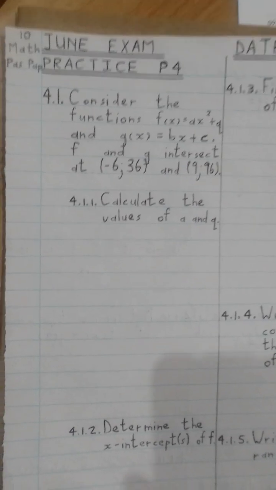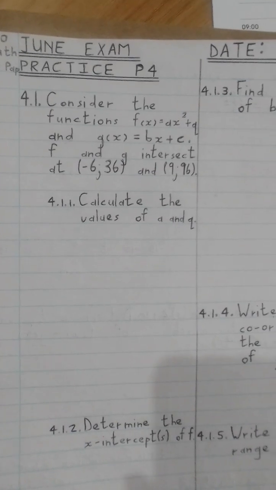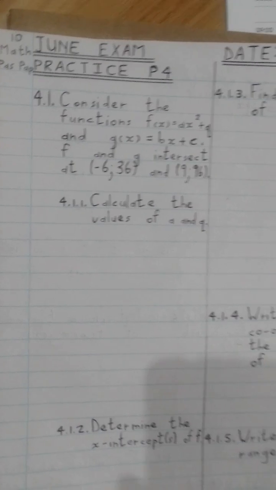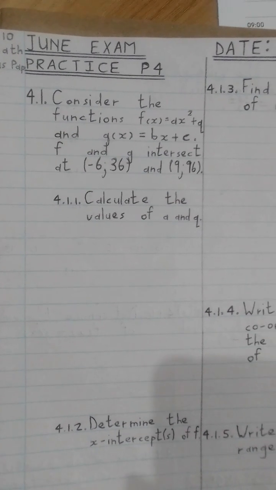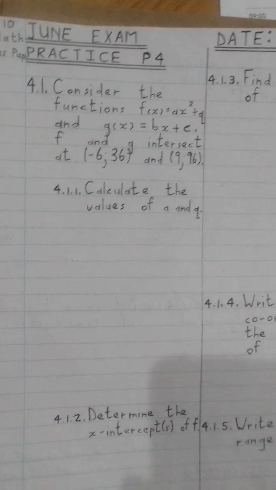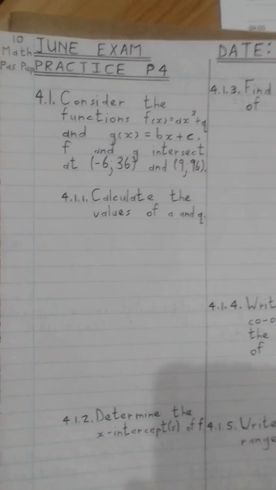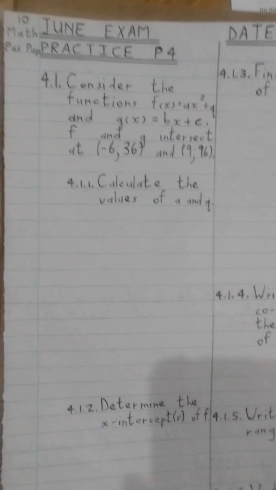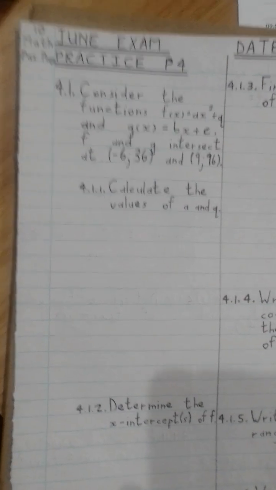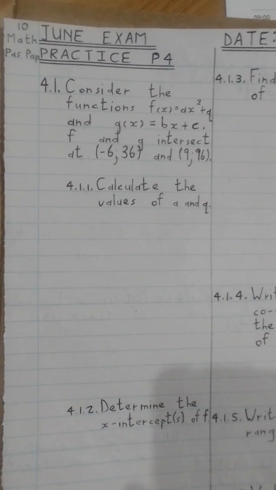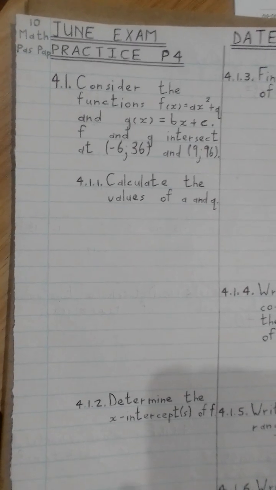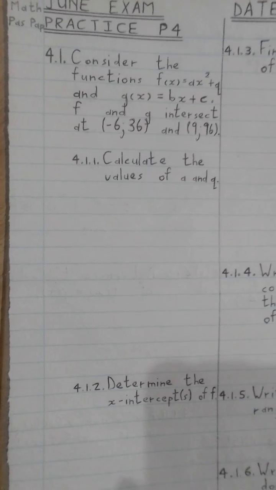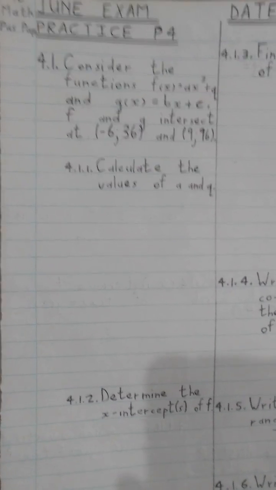4.1 states, consider the functions f of x equals ax squared plus q and g of x equals bx plus c. So we should know that f of x is a quadratic function or a parabola. g of x is a linear function or a straight line graph. Then we are told that f and g intersect at (-6, 36) and (9, 96). Points of intersection are where the x and y coordinates of both graphs are the same.